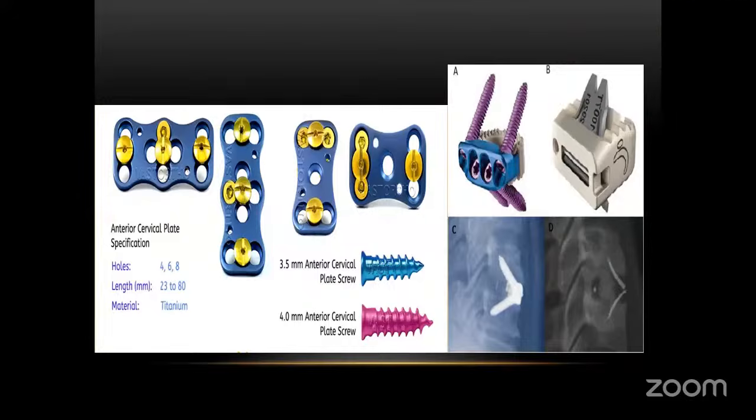Yes, sir. Please. Sir, what can be the size of the plate? Is there any rule for deciding the size of the plate or cage?